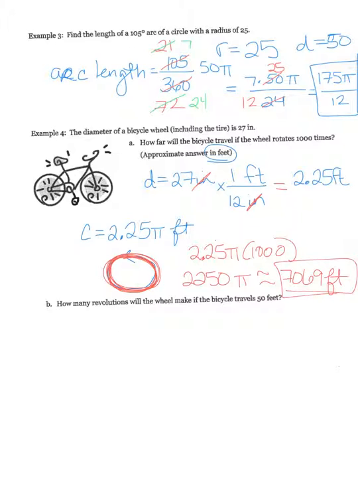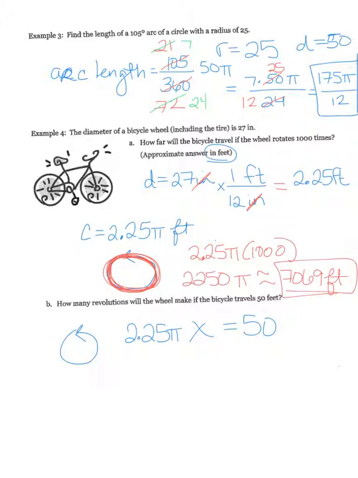Part B is asking how many revolutions the wheel will make if the bicycle travels 50 feet, which is a lot less than 7,069 feet. But we know that 1 revolution would mean 2 1/4 pi feet. So how many revolutions would it take to travel 50 feet? We don't know.